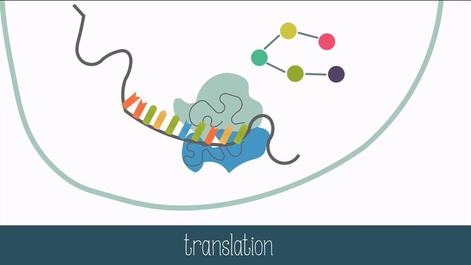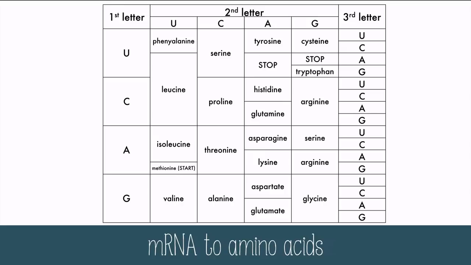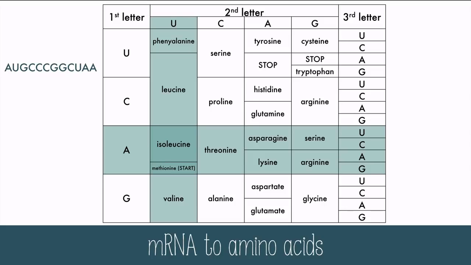Now, we can figure out the sequence of amino acids using the mRNA and amino acid chart like this one. Let's use an example. Starting with the first 3 letters, AUG, we can find the amino acids. The first letter is A, which narrows it down to this row. The second letter is U, which narrows it down to this column, and the third letter is G, which means that this is methionine, which is the starting amino acid.